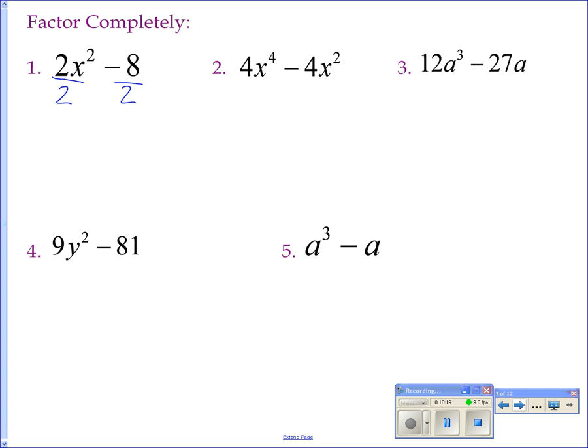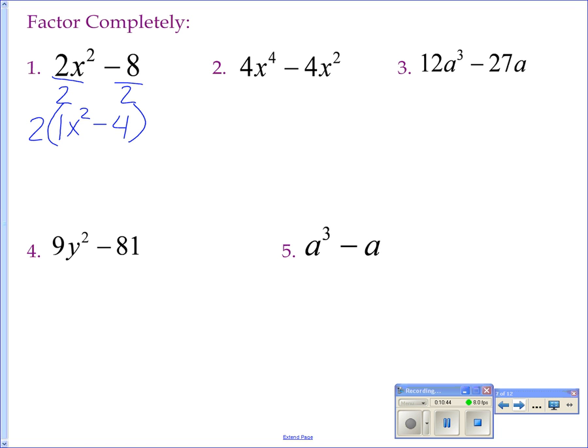All right, then I divide. 2 divided by 2 is 1. Drop down your X squared. Negative 8 divided by 2 is negative 4. Okay, I put that in parentheses. What goes out front? 2. All right, here is what we're adding on. If you look in the parentheses, that will factor further.